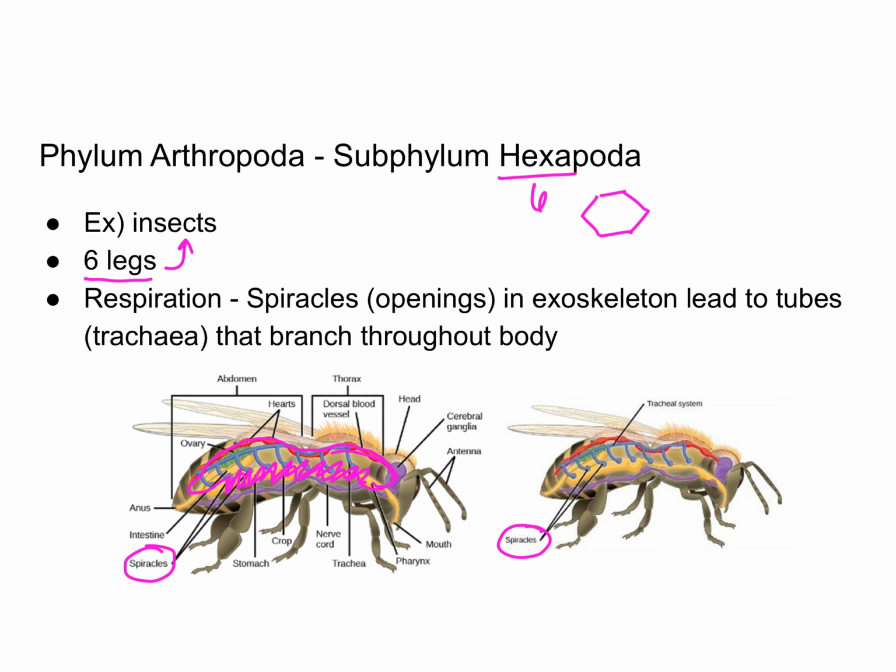If you've ever bought an insecticide to spray a wasp nest or to kill ants or something like that, a lot of the insecticides actually work by clogging the spiracles, and so it essentially suffocates the insect.